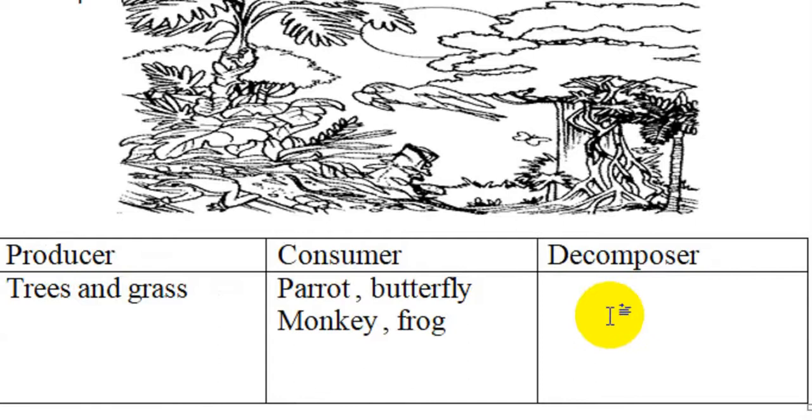So now the decomposers. As we look here, we have mushrooms on the tree, and also we have bugs here. They are kind of decomposers, and earthworms. So decomposers here in this picture will be mushrooms and bugs, as we said, and earthworms.